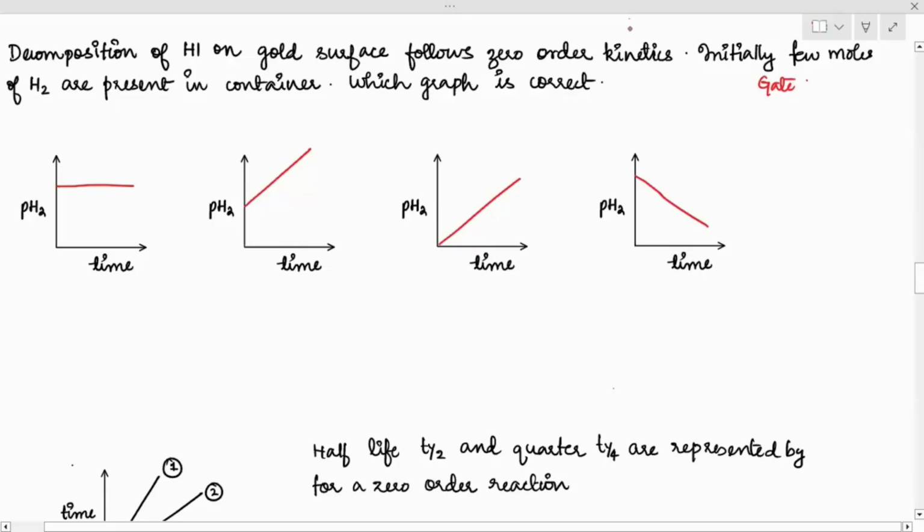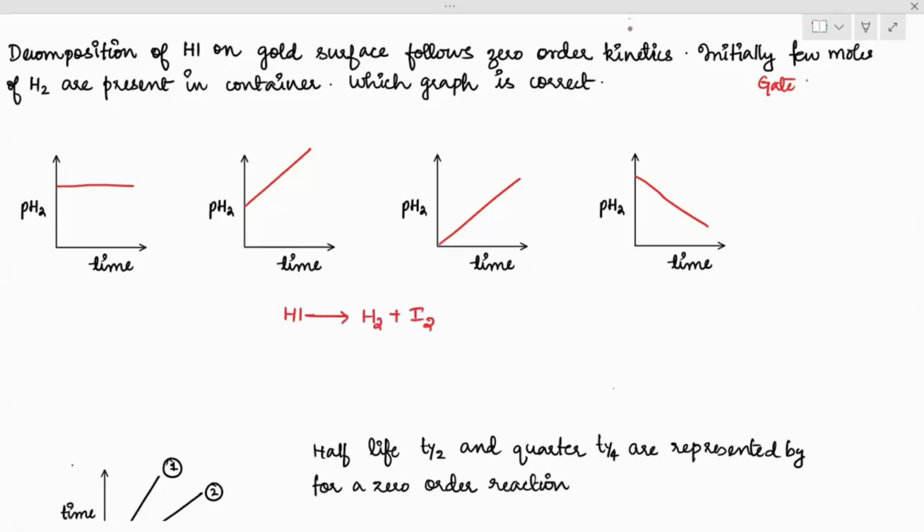Question number 7. The question was asked in GATE. It's a graphical type question. Let's read the question. Decomposition of HI on gold surface shows zero order kinetics. HI, as we know, decomposes to H2 and I2. Initially, few moles of H2 are present in the container. Which graph is correct? 4 options are given.